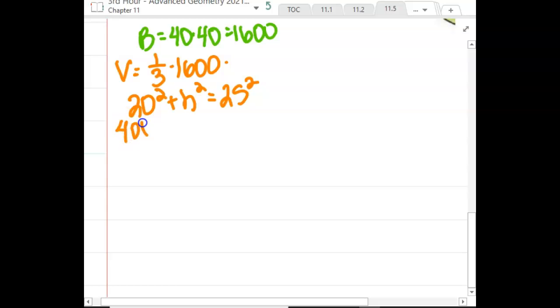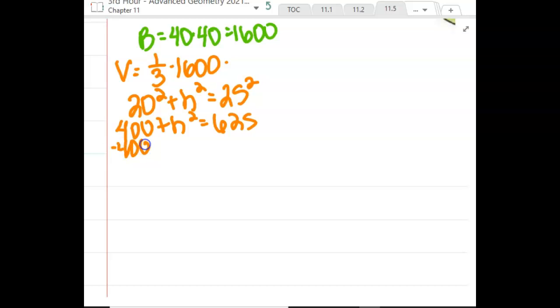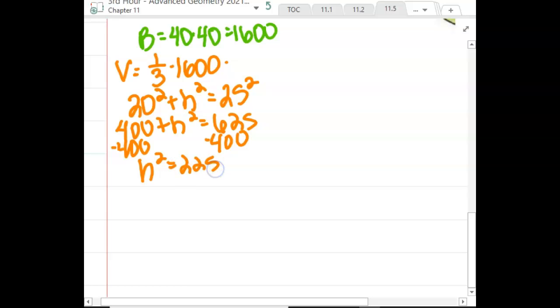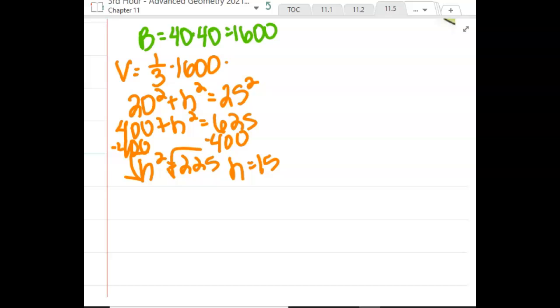So 20 squared is 400, plus h squared, 25 squared is 625. Now to solve for h, we need to move that 400 over. So we would have h squared equals 225, square root. We should get h equals 15. So the height of my pyramid is 15. So to find the volume, we take 1/3 of the area of the base, which we found was 1,600, times the height, which we just found is 15, and we should get 8,000 feet cubed.